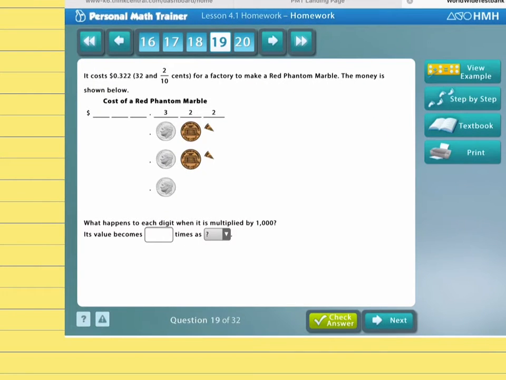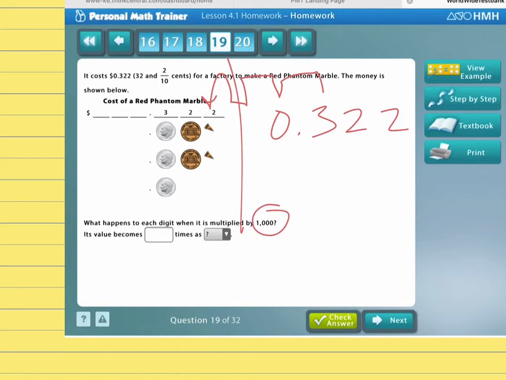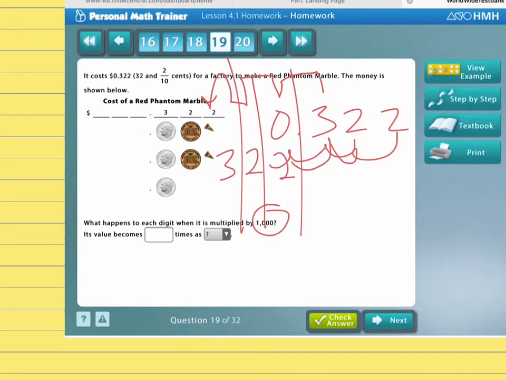Same problem, just a triple shift. So triple shift, 3 zeros, so 0.322. Each digit is going to shift once, twice, 3 times. Draw your columns to help you understand that. The 3 is there. The 2 is once, twice, 3 times. The 2 goes there. This 2 goes once, twice, 3 times. That 2 goes there. So it's going to be $322 for 1,000 marbles. And I put zeros to hold the place value.